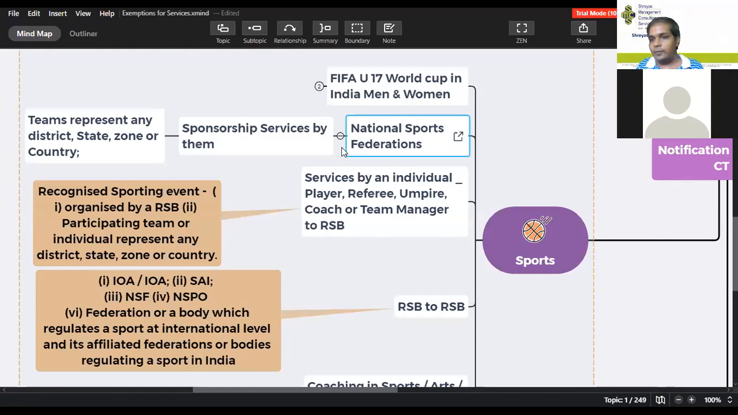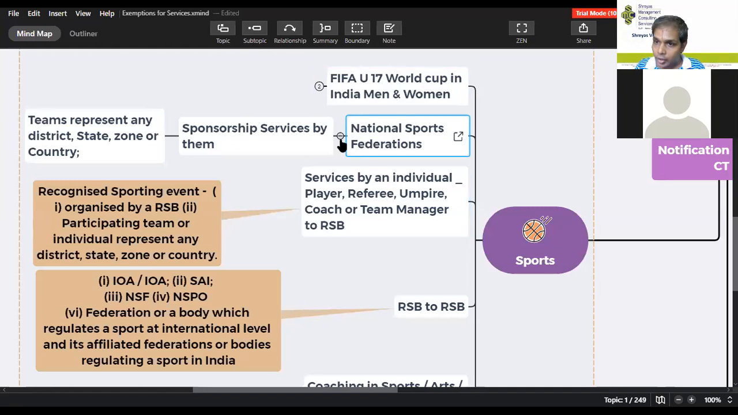Next one is an interesting point. So we have now seen organizers. Organizers have been given exemption in the first two. Only the two things for the organizers. Now the next thing is for the people who are participating, who are playing. So this is for the two things.